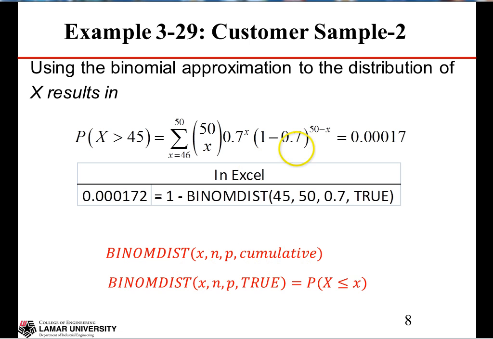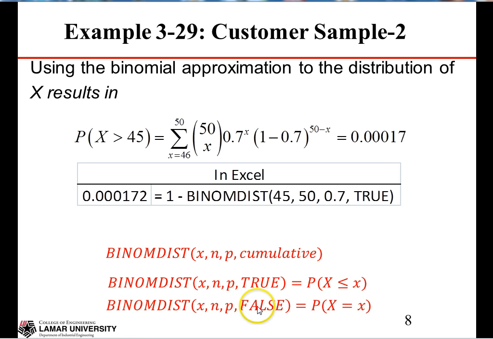So you can see if I replace the cumulative parameter with true, what we are calculating is the probability X less than or equal to x. Remember, the cumulative distribution function simply calculates the probability less than or equal to the parameter. And if you assign a false value to the cumulative parameter, then this one is the probability mass function.